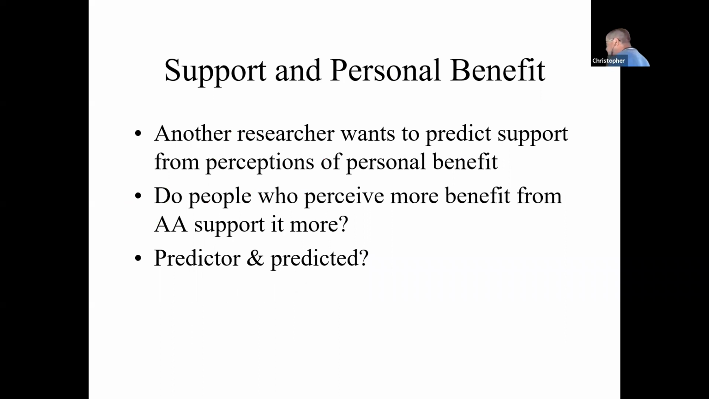All right, another analysis from these data looks at personal benefit or perceived personal benefit from affirmative action. And this had to do with a lot of questions. This isn't just getting jobs, it's enjoying your diverse workplace and things of that nature. And here we're asking, do people who perceive more benefit support it more? The predictor variable is perceived benefit. The predicted variable, the dependent variable, is again support for affirmative action.